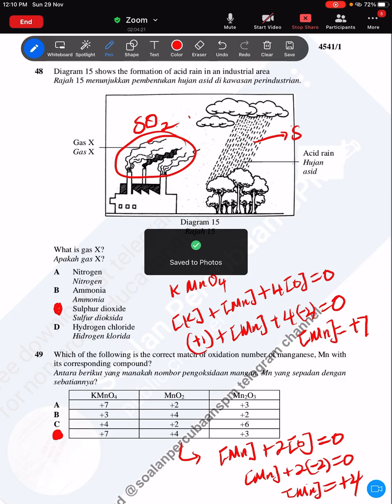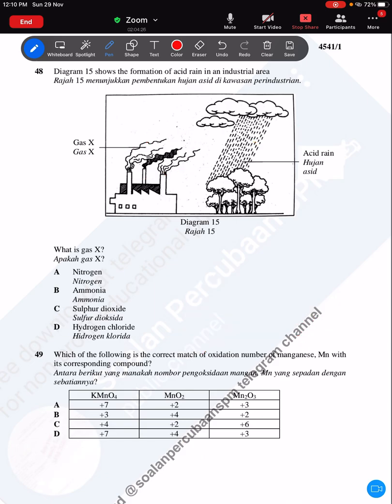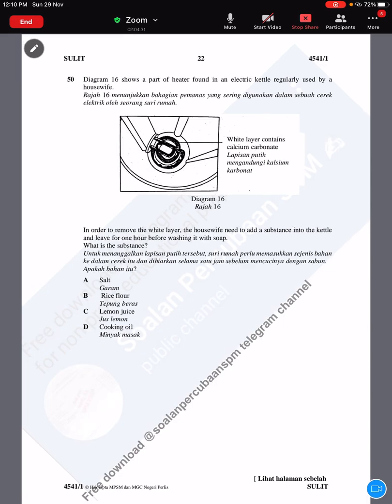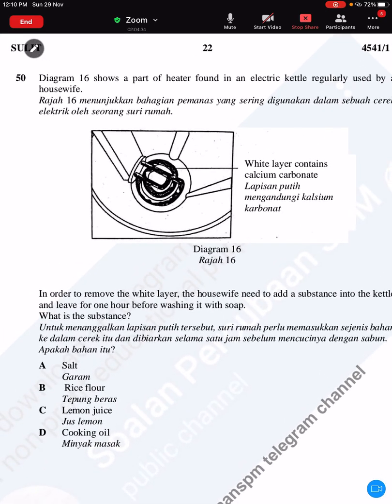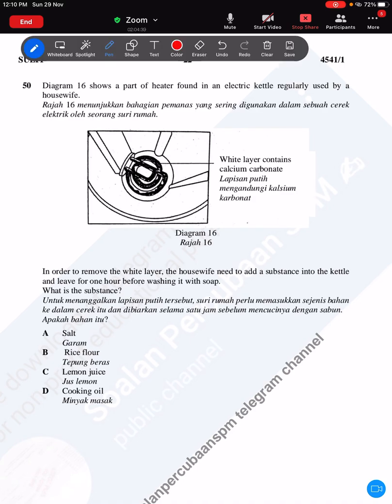One more to go. 50 questions already. Yes. Diagram 16 shows a part of a heater found in an electric kettle regularly used by a housewife. Okay. In order to remove the white layer, the housewife needs to add a substance into the kettle and leave it for an hour before washing it with soap.